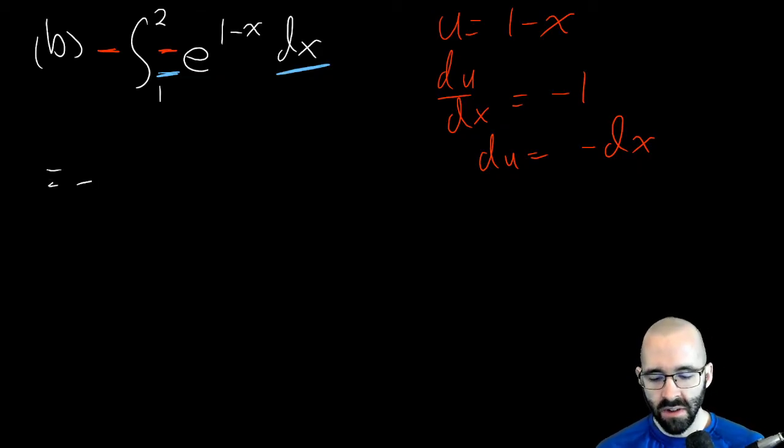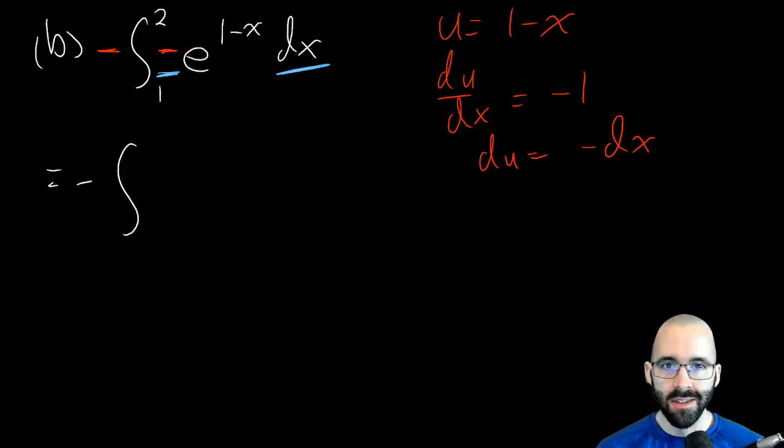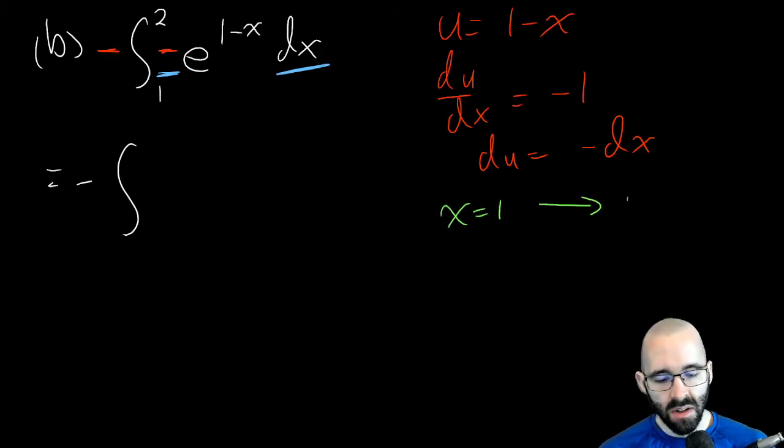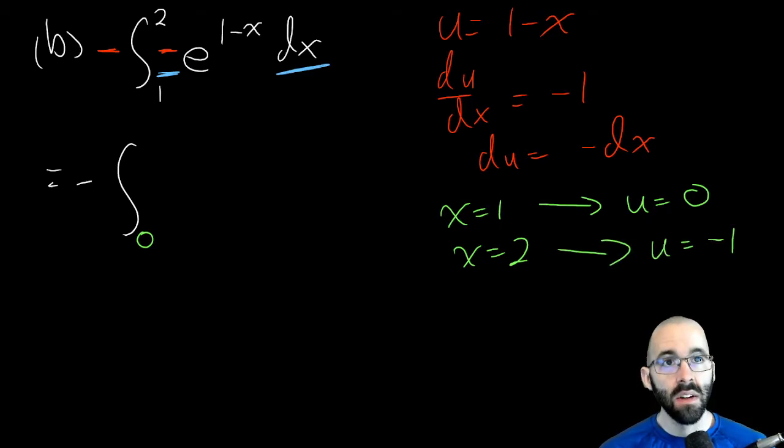So we get negative the integral. Oh, we're doing a u substitution. The limits of integration, we're going to update those too. If u is 1 minus x, then when x is equal to 1, what happens to u? If x is 1, u is 0. And if x is equal to 2, what happens to u? u would be negative 1.